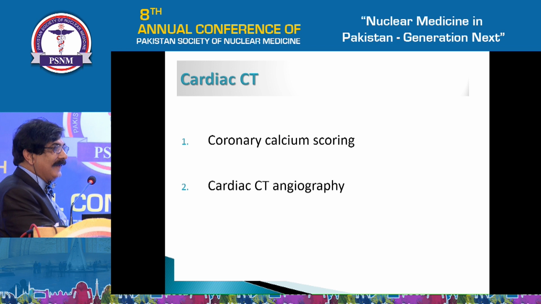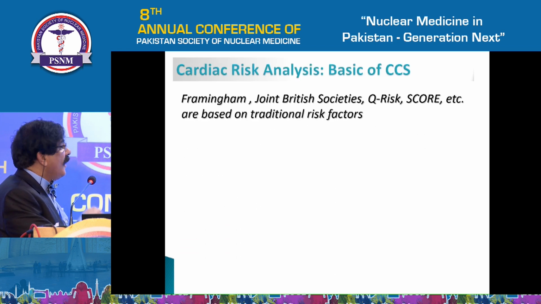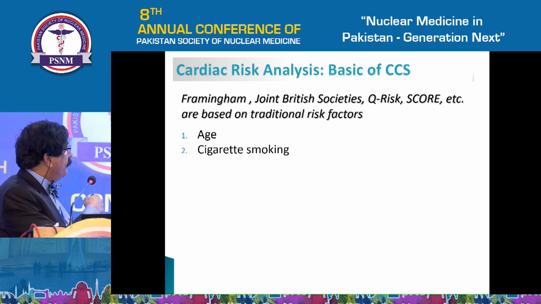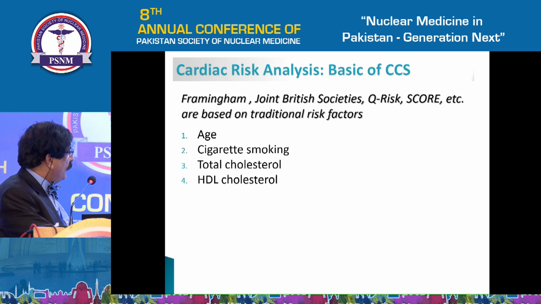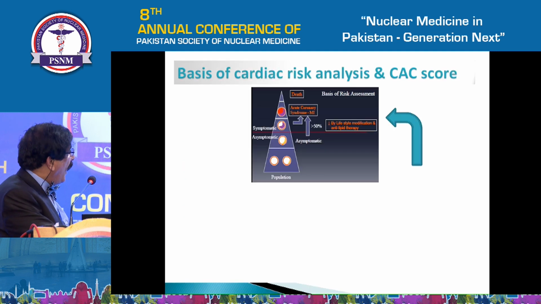So with the cardiac CT, we can do calcium scoring as well as cardiac CT angiography. The basis of calcium scoring is that it helps with the traditional risk factors: age, cigarette smoking, total cholesterol, systolic blood pressure, etc., and you divide them into low, intermediate, and high risk groups.